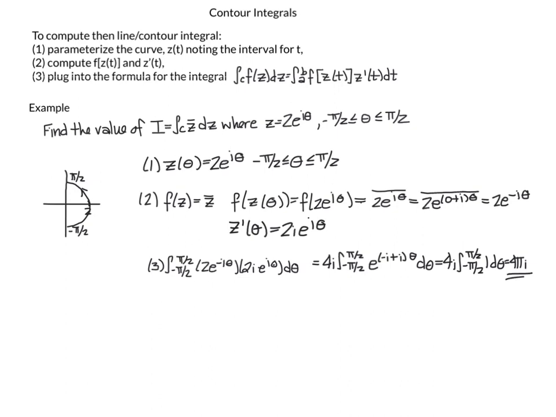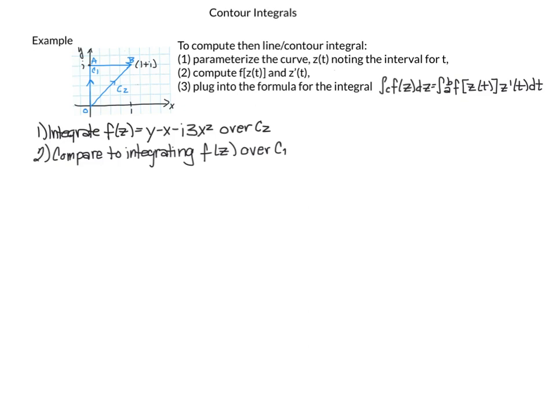Here's the final answer. Our next problem is to integrate the function f of z equal to y minus x minus i 3x squared over c2, where c2 is the line going from 0 to 1 plus i. And we're going to compare this to integrating f of z over c1, where c1 is actually 2 lines: the line on the imaginary axis up to i, and then it goes over on this straight line here to i plus 1.